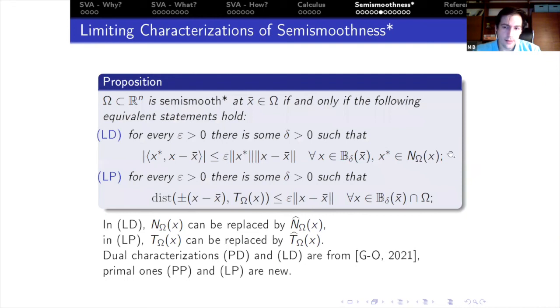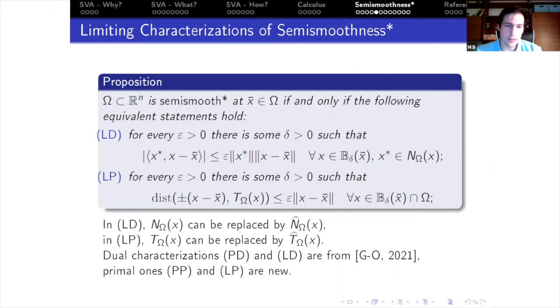This is something which I did. The primal one, of course, the dual one is known, but the primal one actually offers us some very basic intuitive understanding of what happens, why semi-smoothness star can guarantee some superlinear convergence. So this is the last message that I would like to convey.